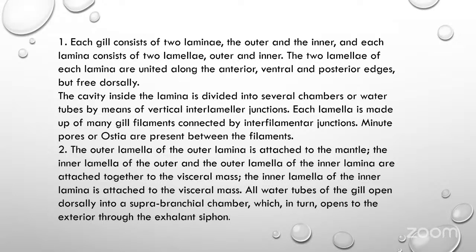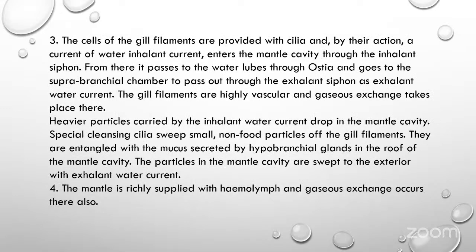So all water tubes of the gill open dorsally into a suprabranchial chamber, which in turn opens to the exterior through the exhalant siphon. The cells of the gill filaments are provided with cilia, and by their action, a current of water, the inhalant current, enters the mantle cavity through the inhalant siphon. From there, it passes to the water tubes through ostia and goes to the suprabranchial chamber to pass out through the exhalant siphon as exhalant water current.